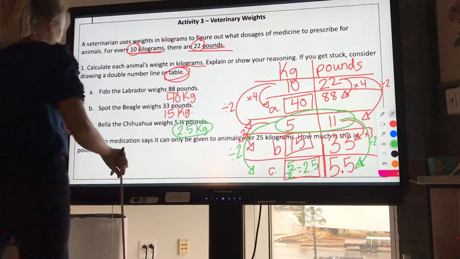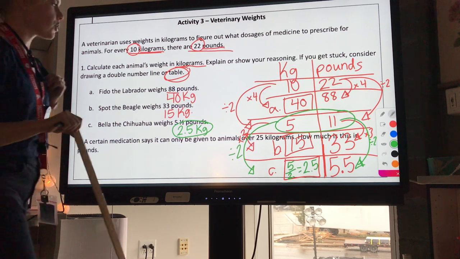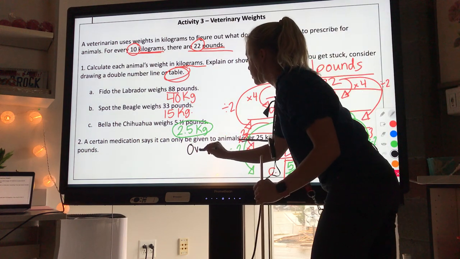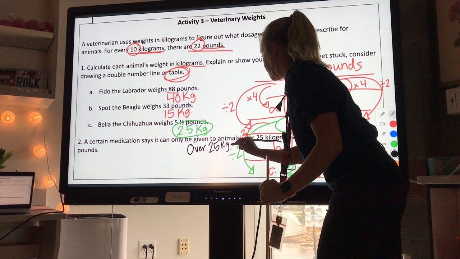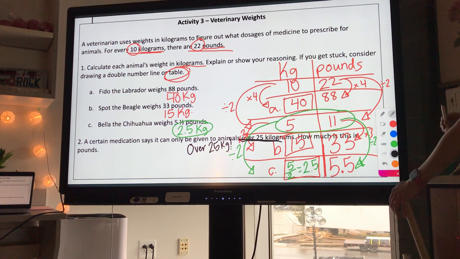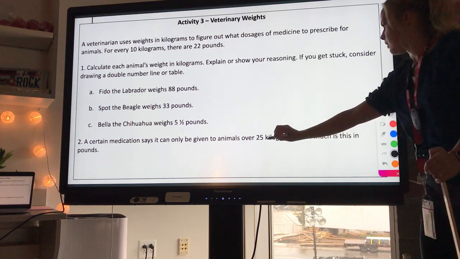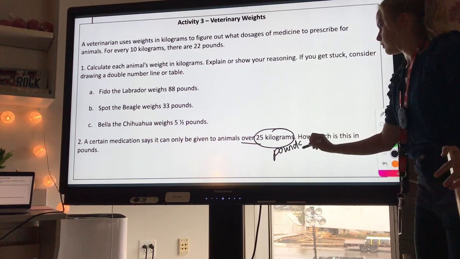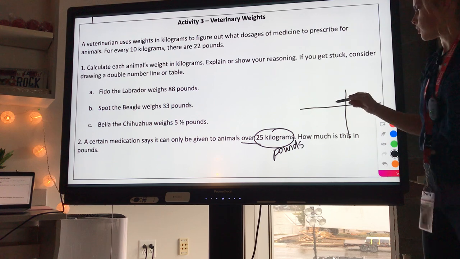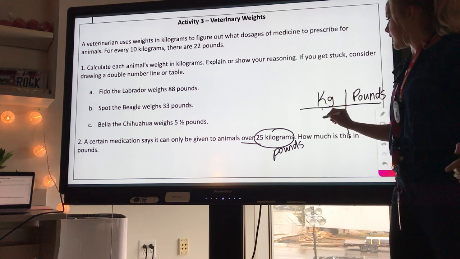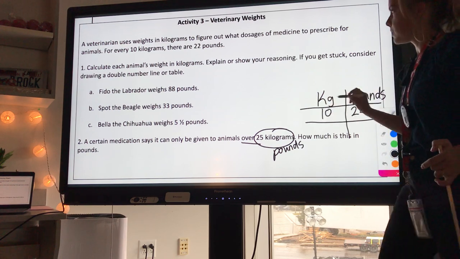Okay, question two. A certain medication says it can only be given to animals over, sorry if you can't see this very well, over 25 kilograms. Okay? How much is this in pounds? So we're trying to get from kilograms to pounds this time. So I'm gonna erase my table and draw a new one, okay? So we're trying to see what is 25 kilograms in pounds. So I'm gonna use my table. Tables are our friends, and you could use the same table you had before. We got kilograms and we got pounds. And we know the ratio is 10 kilograms, 22 pounds, remember from here.